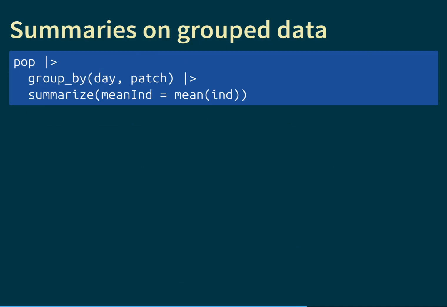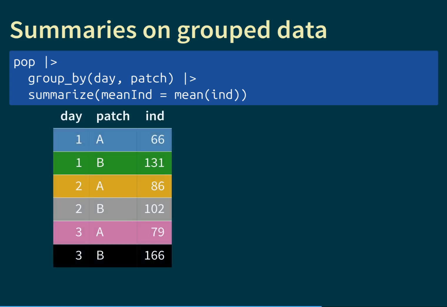So in this case, we group the data by both day and patch. What happens then? The way to interpret this is that every combination of day and patch that is unique will define a unique group. So in this case, actually, all the 6 rows in this dataset will belong to a unique group because each of them are different, right? In the blue group, as you can see, we have day 1 patch A, and then in the green group, we have day 1 patch B.